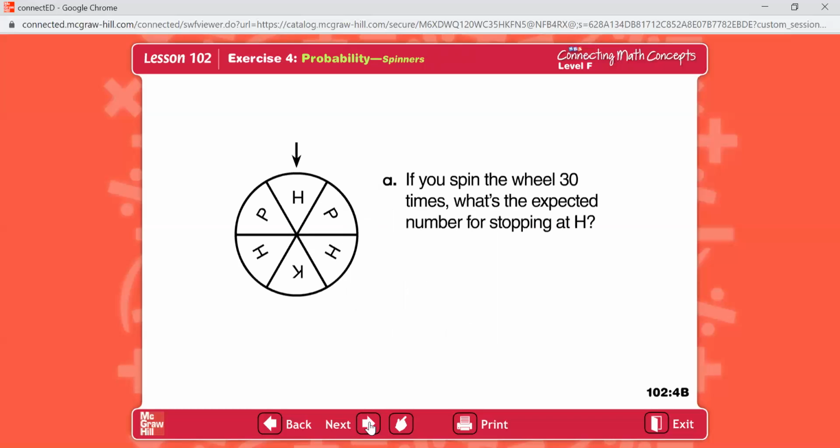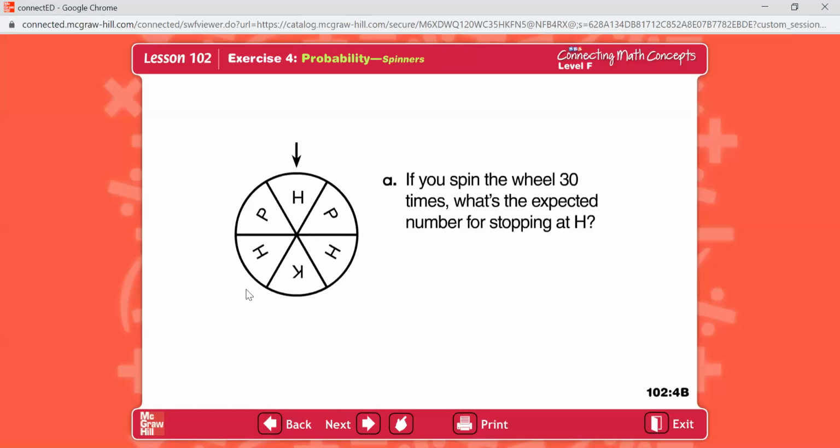Problem A. If you spin the wheel 30 times, what's the expected number for stopping at H? Write the probability equation for H in part A. The probability equation for part A is 3/6t equals H, because we know H shows up 3 times. 3/6 of the trials, 3/6t, t being trials, equals H, the letter H.